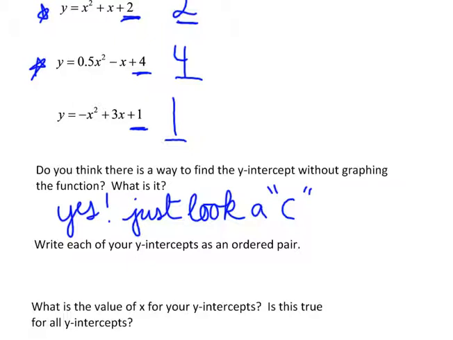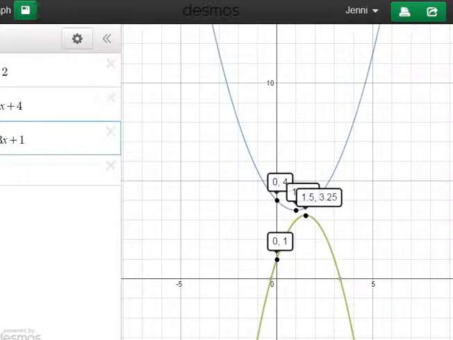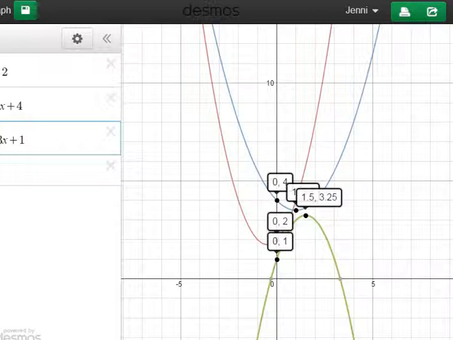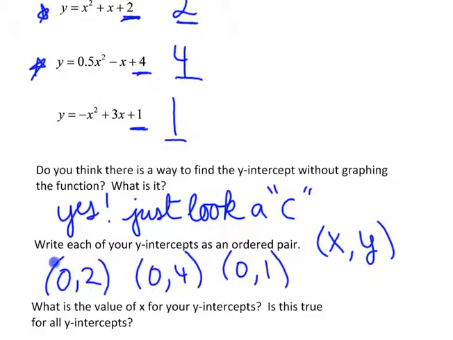If we were going to write each of those y-intercepts as ordered pairs, we know when you write an ordered pair, you write the x value first and then the y. And so when we looked at those, for the last one, it was 0, 1. For the one before that, it was 0, 4. And the one before that, it was 0, 2. So let's write all those down. We had 0, 2, 0, 4, and 0, 1.